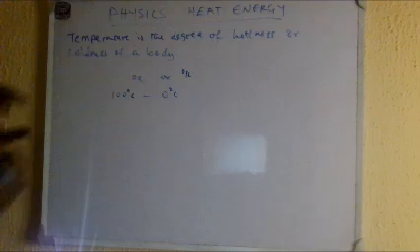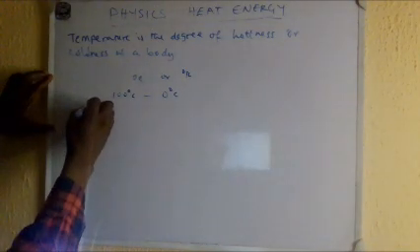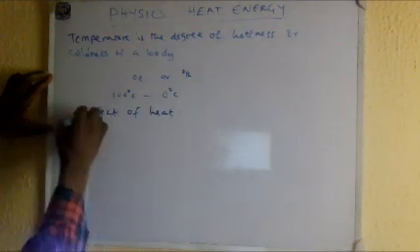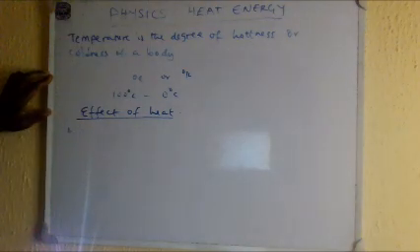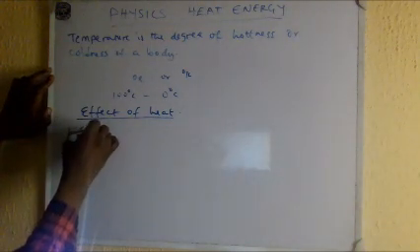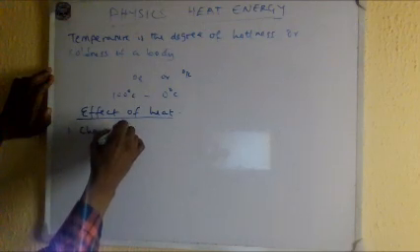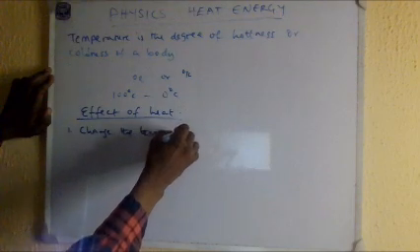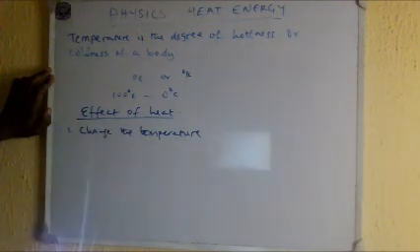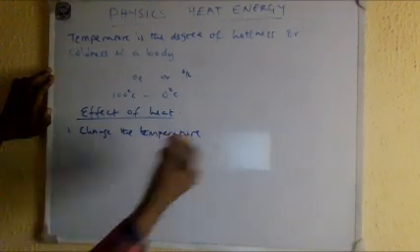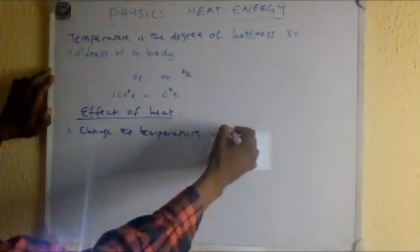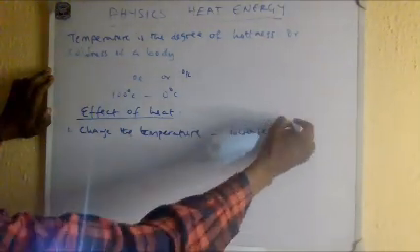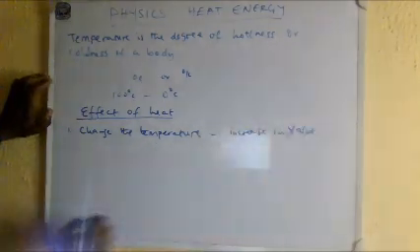So when heat is applied on the body, when the temperature increases, what is the effect of heat? On a body, number one effect is that it will change the temperature. So we're talking about the reading of the body, that is in terms of measurement of temperature. It will change the temperature of the body in the sense that the temperature will increase in value.